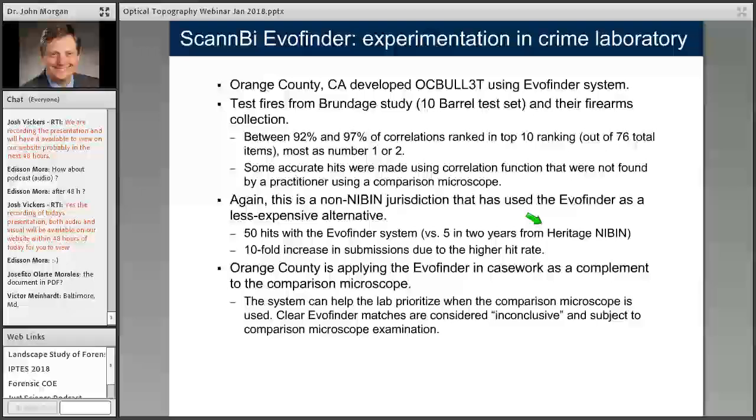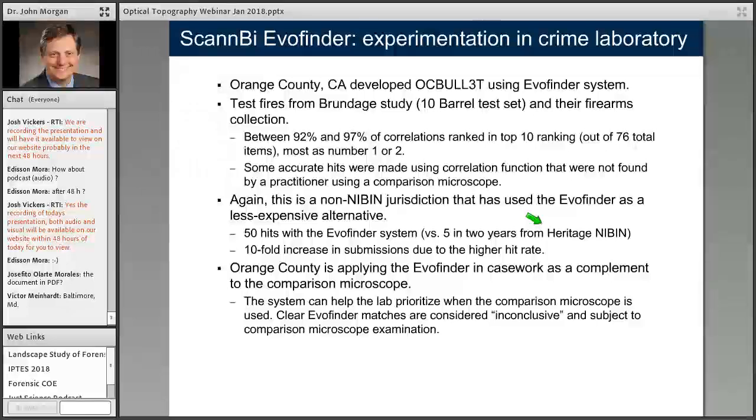Another county, Orange County, California, did a very similar kind of work, and I understand this is continuing, using what they called OC Bullet, which is their reference database system, using Evo Finder. Instead of doing the Tollner's study to validate, they used a Brundage barrel test set and came up with very similar kinds of quality metrics with respect to the accuracy of the correlation function that Evo Finder uses, which is basically the NIST algorithm for cross-correlation functions.